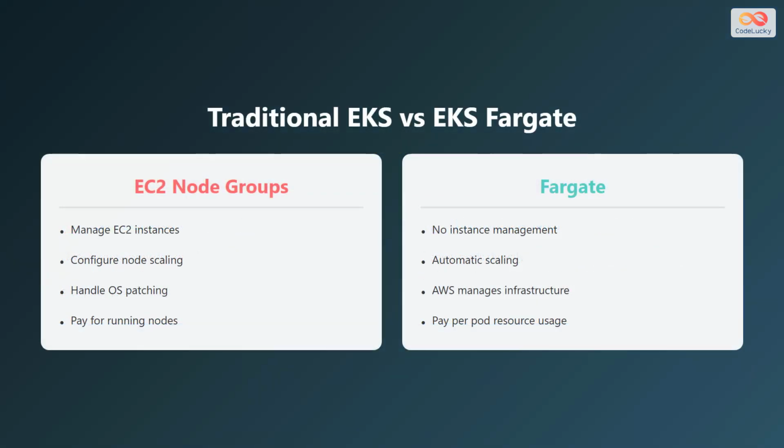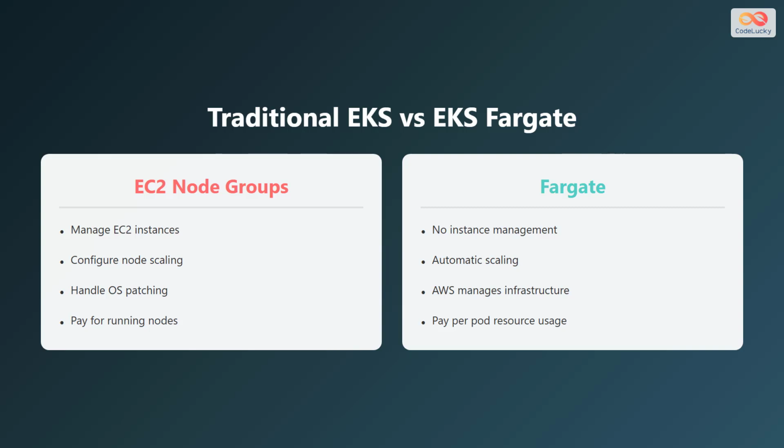Let's compare traditional EKS with EKS Fargate to understand the differences. With EC2 node groups, you're responsible for managing EC2 instances, configuring node scaling policies, handling operating system patching, and paying for nodes whether they're fully utilized or not. In contrast, Fargate eliminates all of this operational overhead.